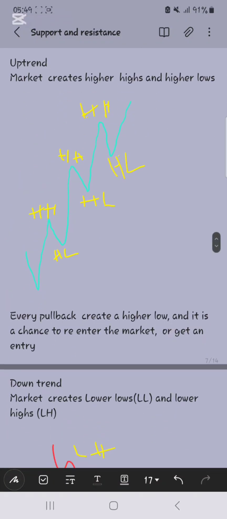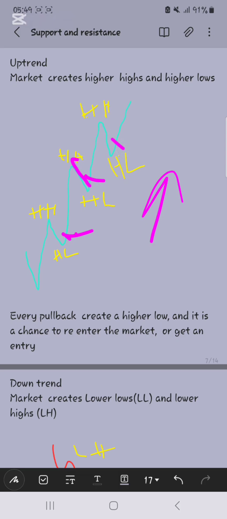And so every pullback creates a higher low and a chance to re-enter the market. Just remember that whenever the market pulls back, even if you're in a trade, like let's say you entered somewhere over here for your buys, and then the market pulls back over here, don't think the market is against you or has a grudge against you. Don't be that emotional. Just know that if you hadn't entered, you are also looking for an opportunity to trade. You are saying, let the market pull back so that I can get an entry. So whenever the market pulls back, it's a chance for you to re-enter the market again.